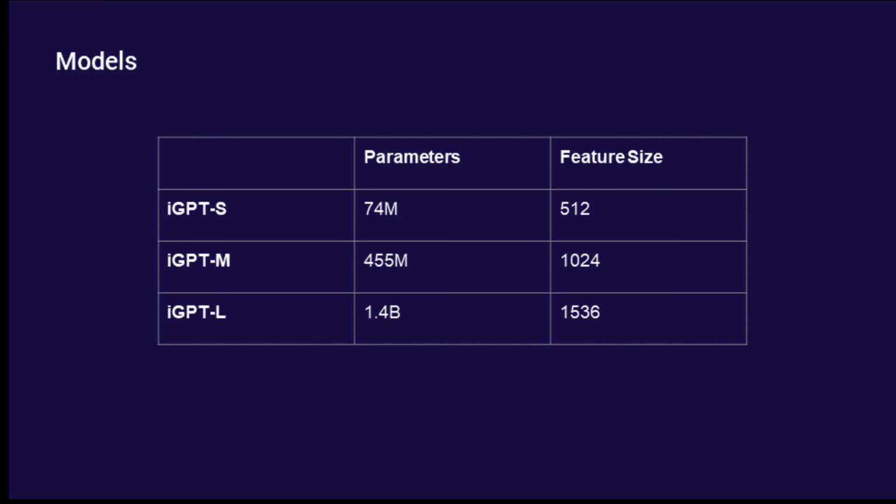Next, I'm going to talk about the different models that we trained in our work. So we trained models of 3 different sizes, which we'll call IGPT S, M, and L. And they consist of 74 million, 455 million, and 1.4 billion parameters, respectively. It's also important to note their feature sizes, 512, 1024, and 1536. Now, 1536 is pretty comparable to that of a standard ResNet 50, which comes in at 2048 features, though obviously the ResNet is much more parameter efficient.